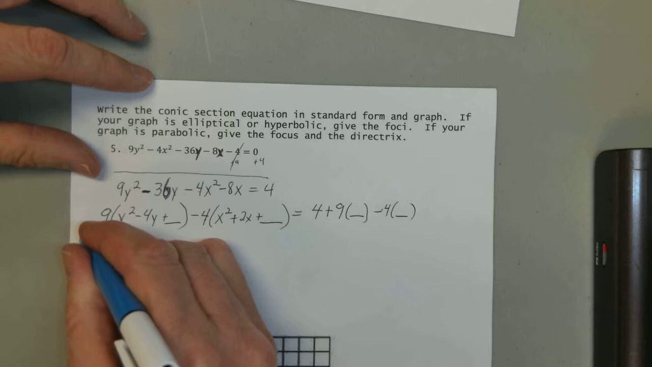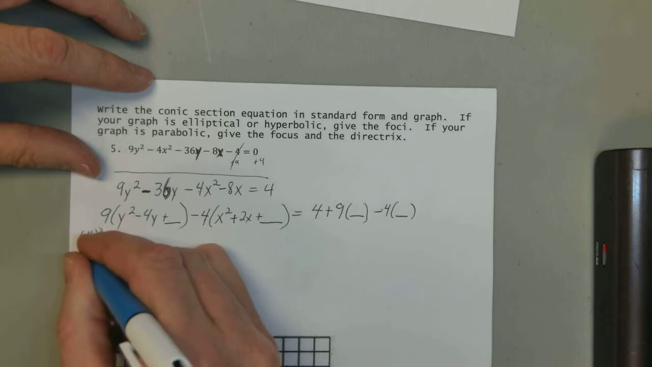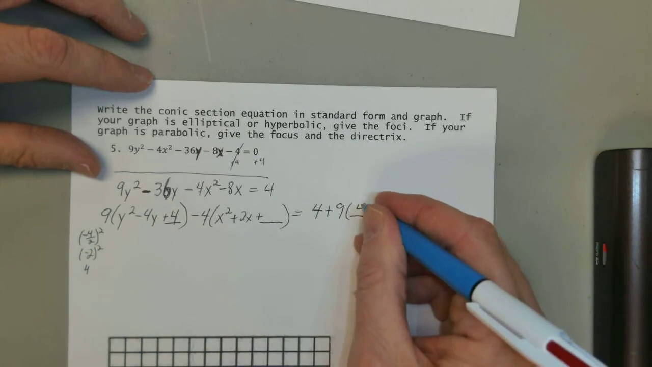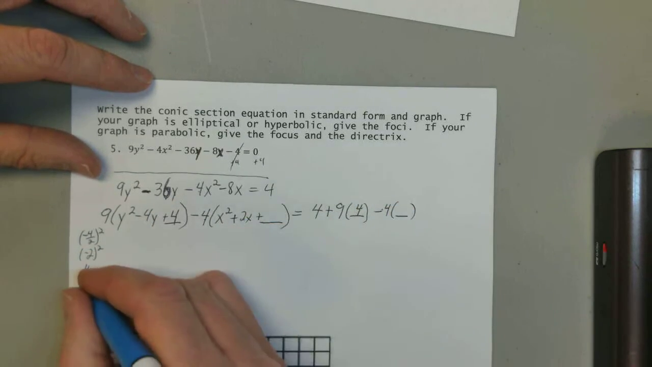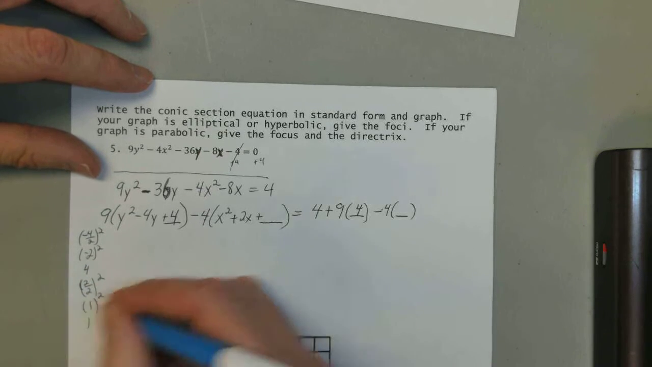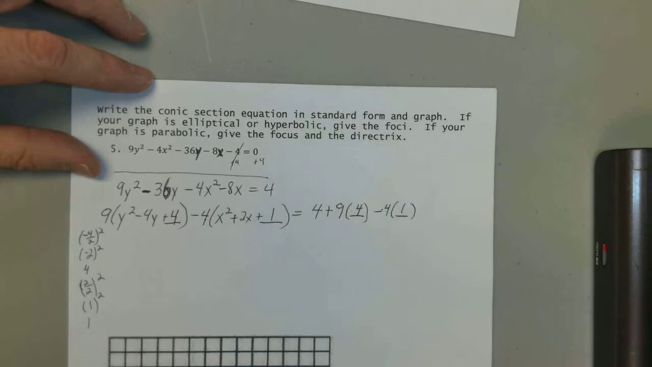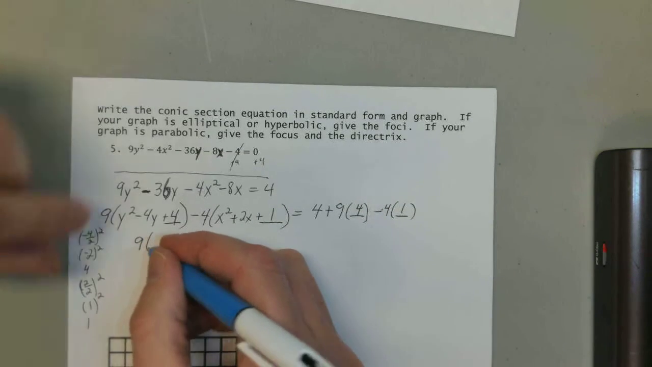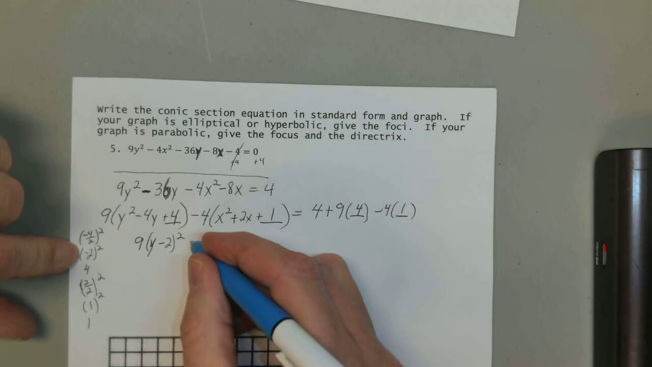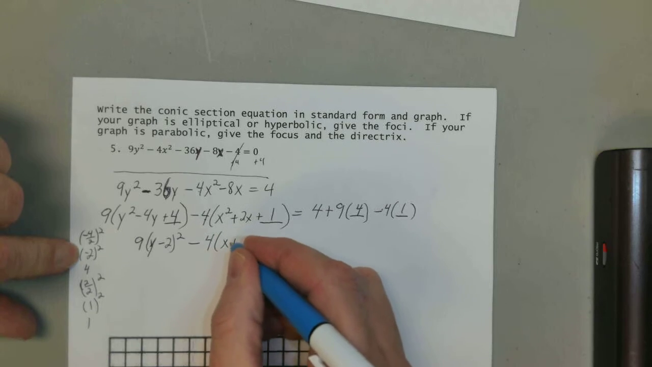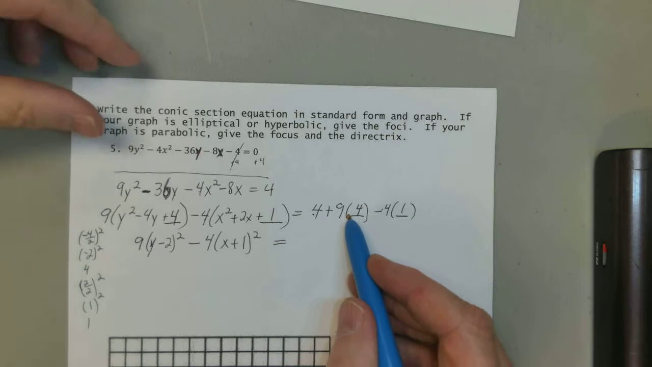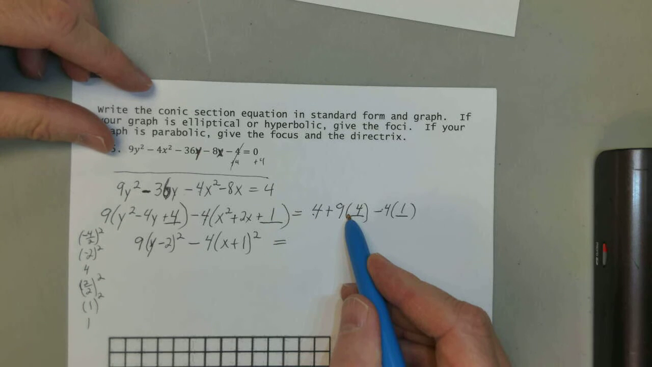Now, I'm going to take the negative 4, divide by 2, and square that. That's negative 2 squared, which is 4. 4 here and 4 here. This is 2, so I take the 2 divided by 2 and I square that. That's 1 squared, and that's 1. So put a 1 here and a 1 here. And then I'm writing 9 times y minus 2 squared minus 4 times x plus 1 squared equals 4 plus 36, which is 40.